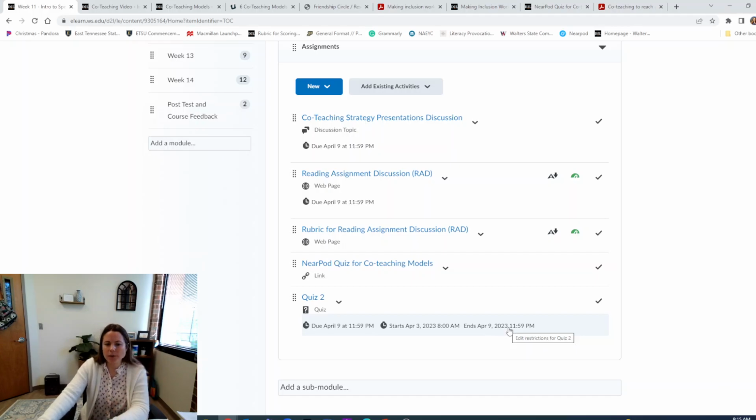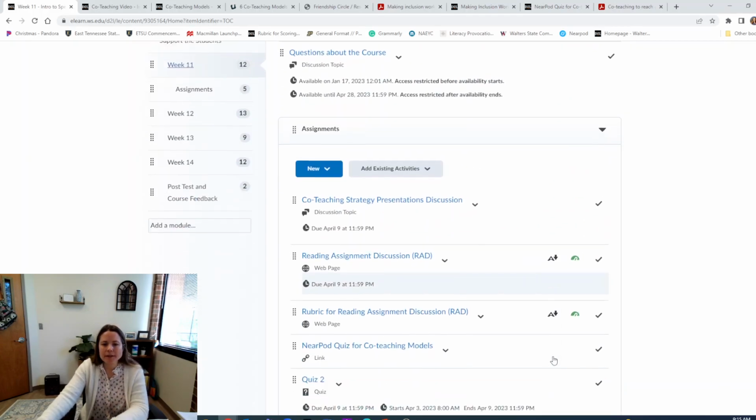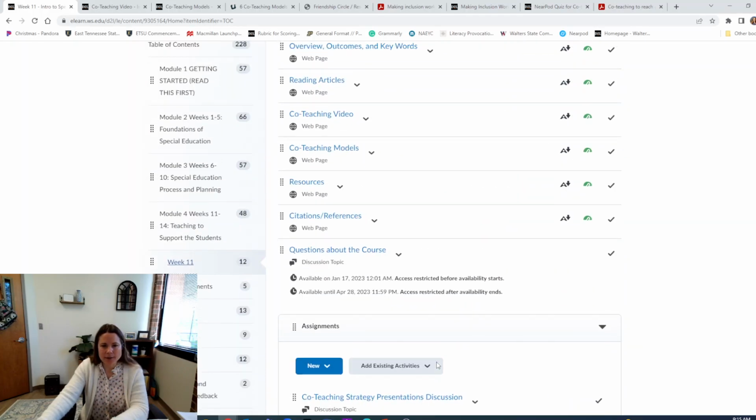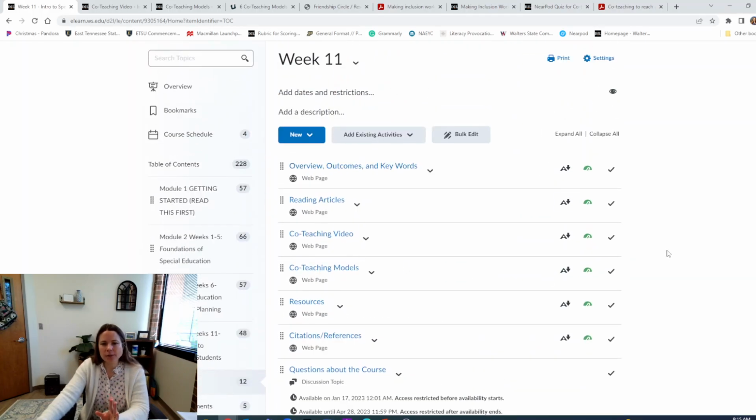You have that window of opportunity there to complete it. So that's pretty much what we have to do for this week's assignments. So let's go and look at your learning resources, the overview, and then the resources available to you to help you with it.